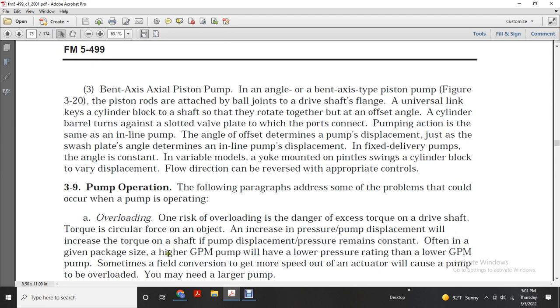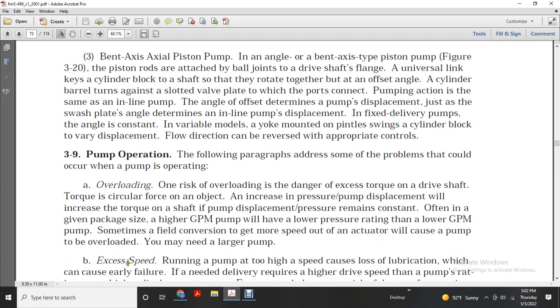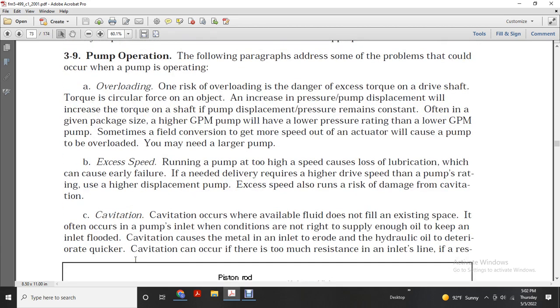Often in a given package size, the higher gallons per minute pump will have a lower pressure rating than the lower gallons per minute pump. Sometimes a field version gets more speed if the output of an actuator will cause the pump to be overloaded. You need a larger pump.